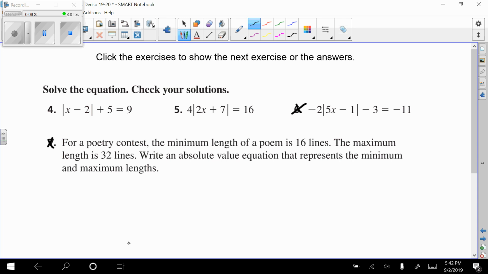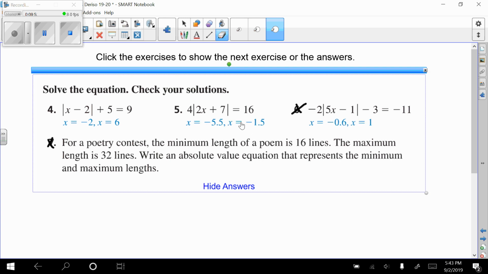Okay, so the answers for 4 and 5. Let's see if we can get this to work without beating it up. There we go. X equals -2 and x equals 6. And then for the second one, number 5, x equals negative 5.5 and negative 1.5. Don't worry about 6 and 7. Those are things we're going to do together at a later date.